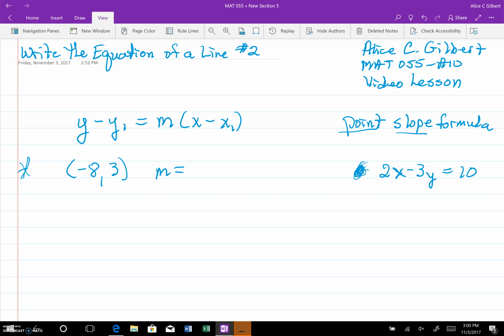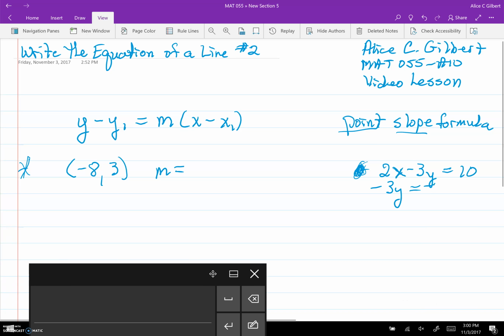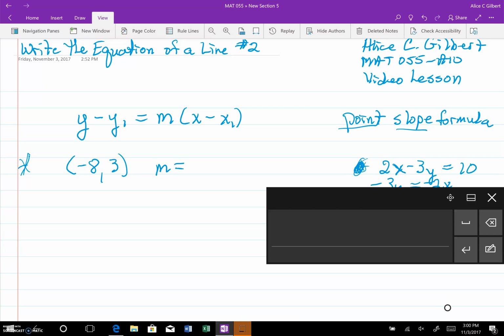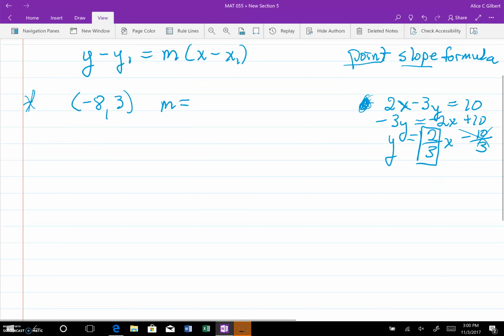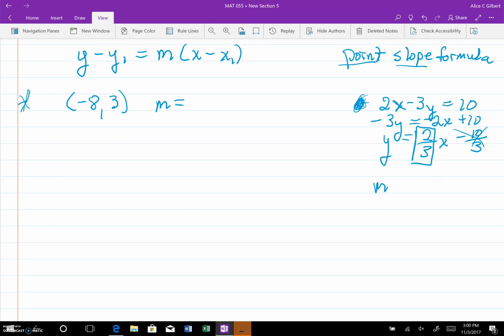So that just means put it in slope-intercept form. So let's move the 2x over, plus 10, and then divide by -3. Negative divided by negative is a positive, and it gives us 2/3 x. Positive divided by a negative is a negative, and 10/3. And I don't really care about this. All I care about is this slope. So this slope here is 2/3.